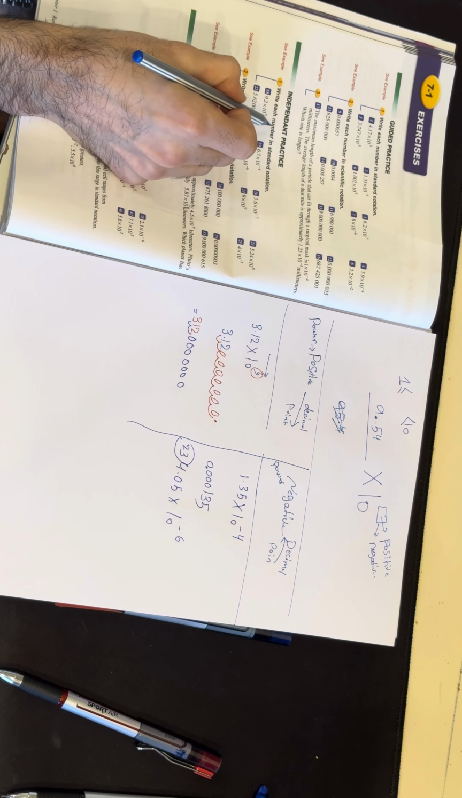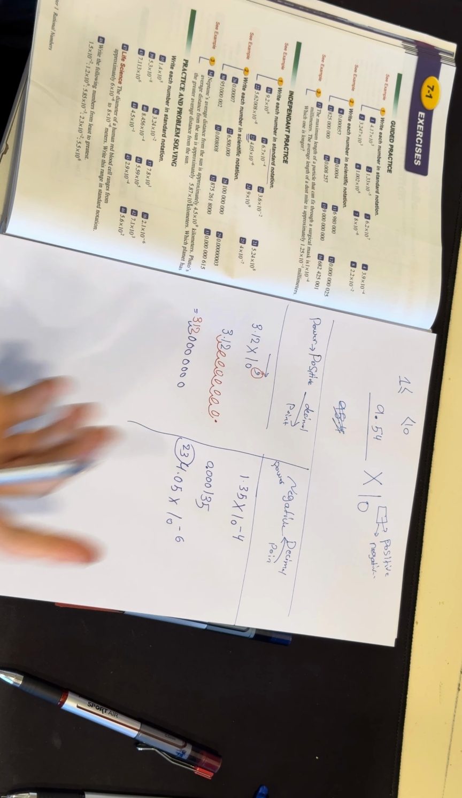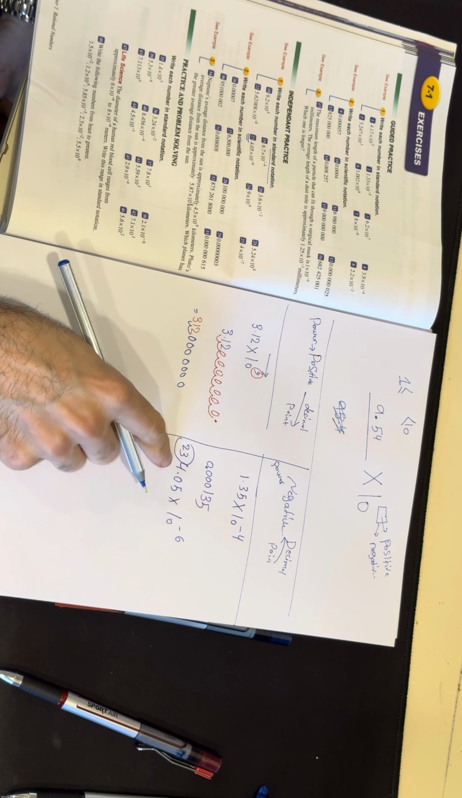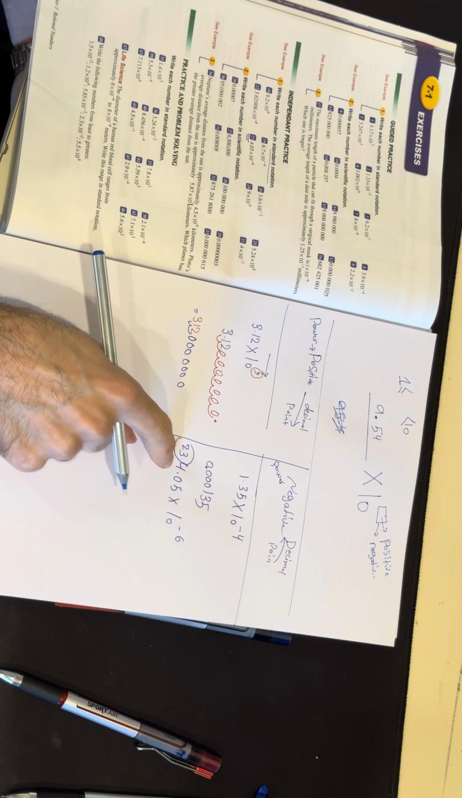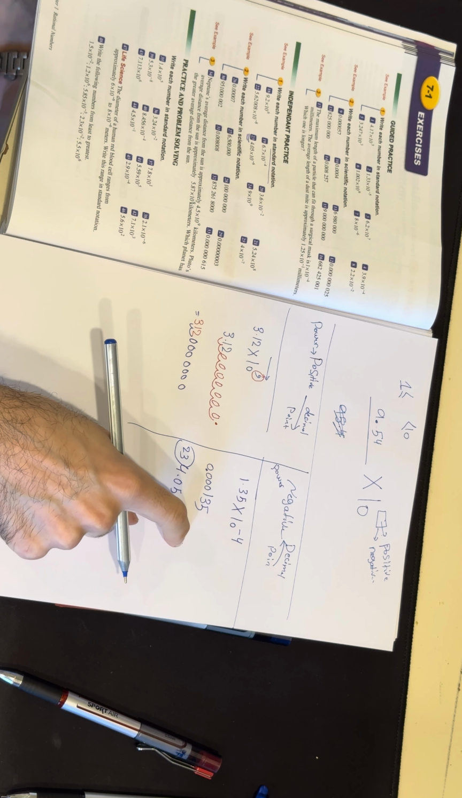The question says, change them to standard notation. They are already scientific notation because the first number is greater than 1 and less than 10. Correct. So the base is 10. Yes. The power, we have power.